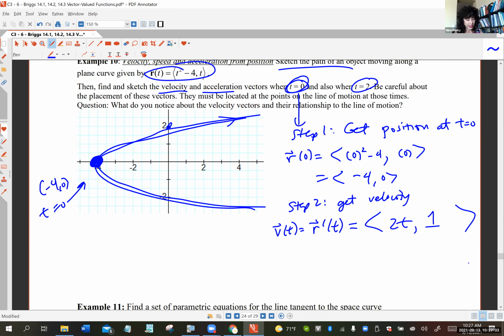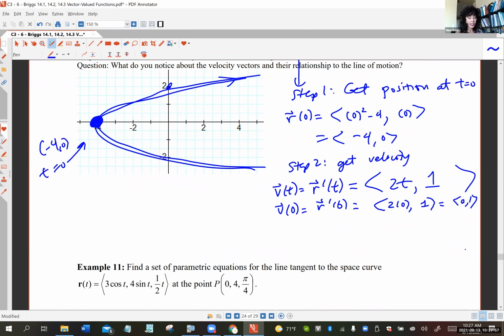Yeah, fantastic. The next step, you could call it step 3. I'll just say I'm still in step 2. I want to find out what the velocity vector is exactly when time t is 0 seconds. So just substitute, and I get the vector 0, 1. Okay. Now let's graph the vector 0, 1.